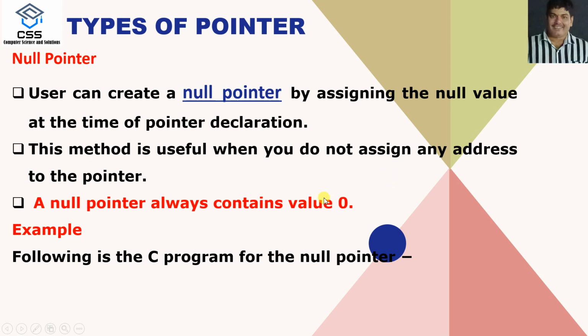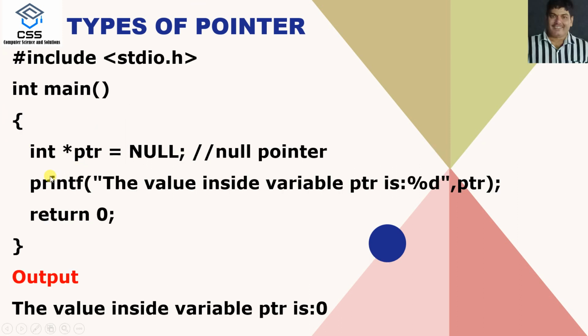Again I am repeating, if the user wants a pointer not to assign any address, then the pointer is declared as null, and the pointer is known as your null pointer, and by defining the pointer as null, it contains the value 0. If we declare int *ptr = NULL, that becomes a null pointer, and if you want to display the value of the pointer now, it will become 0.